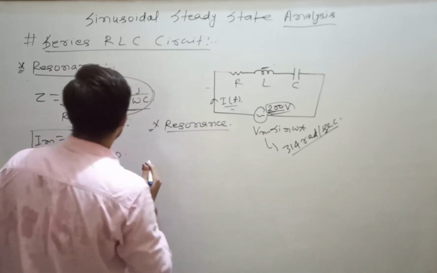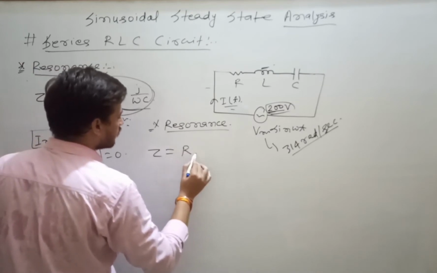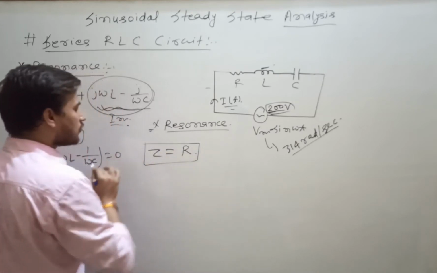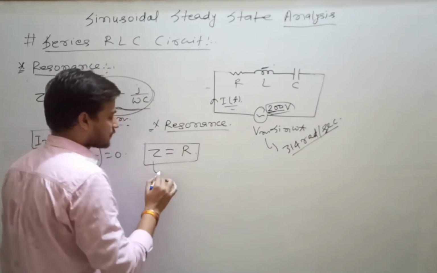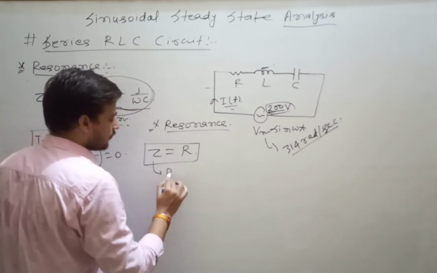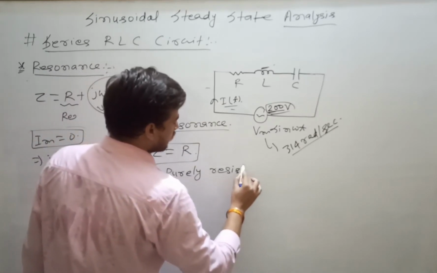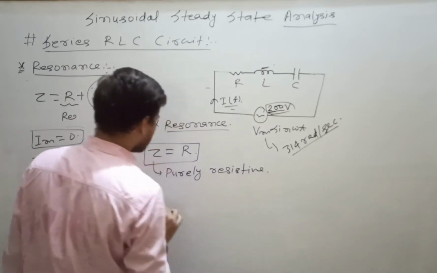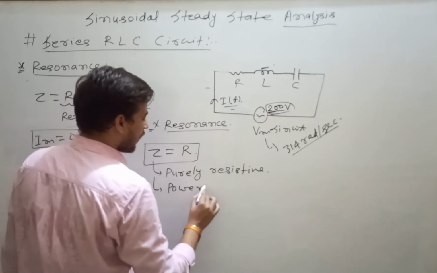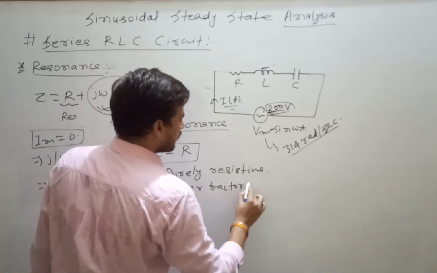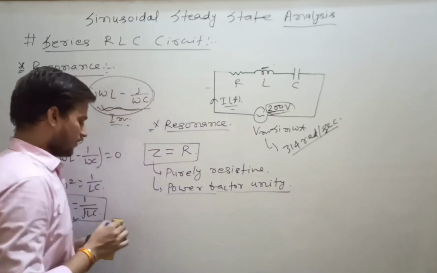So when resonance occurs, at that time Z will be equal to how much? Z will be equal to R. Z is becoming equal to R. It means what? It means the circuit is purely resistive. Second thing, if the circuit is purely resistive, then you can say the power factor is unity. Power factor of the circuit is unity.